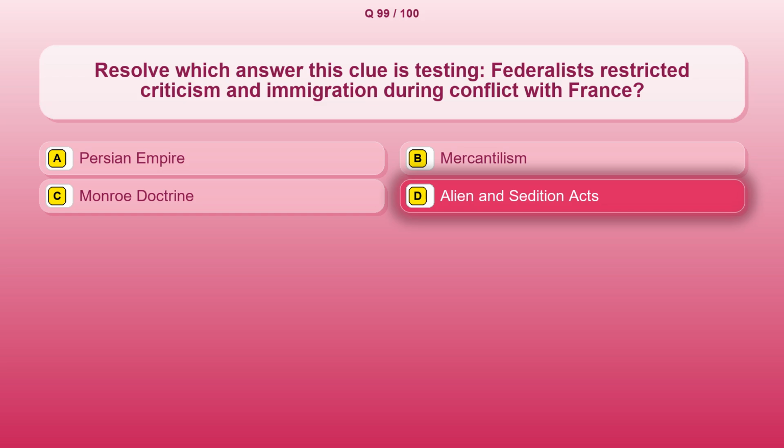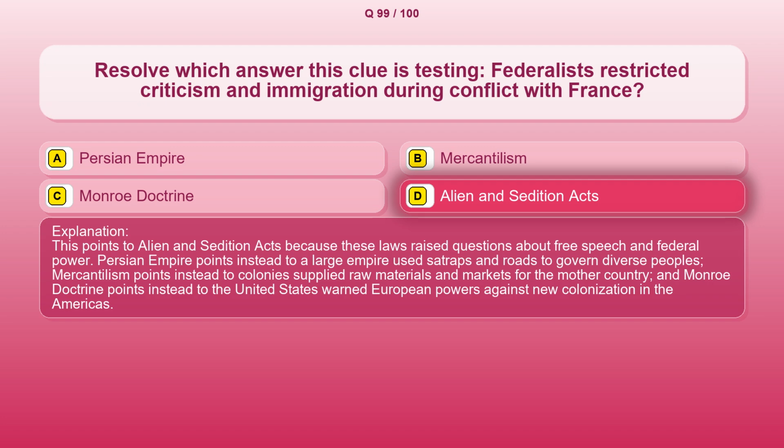The correct answer is option D, Alien and Sedition Acts. This points to Alien and Sedition Acts because these laws raised questions about free speech and federal power. Persian Empire points instead to a large empire that used satraps and roads to govern diverse peoples. Mercantilism points instead to colonies supplying raw materials and markets for the mother country, and Monroe Doctrine points instead to the United States warning European powers against new colonization in the Americas.